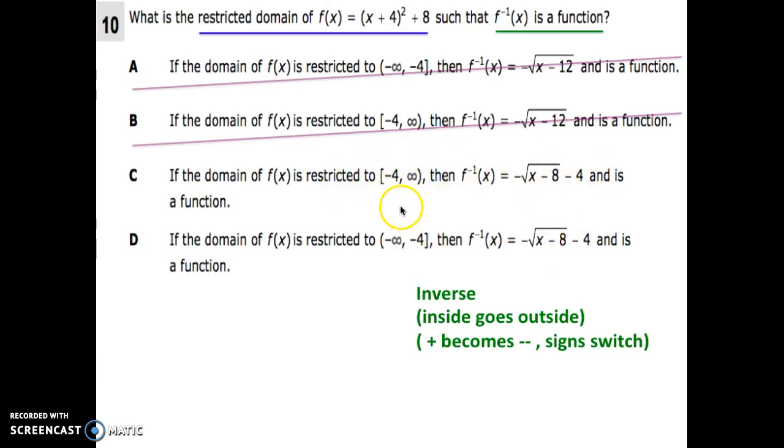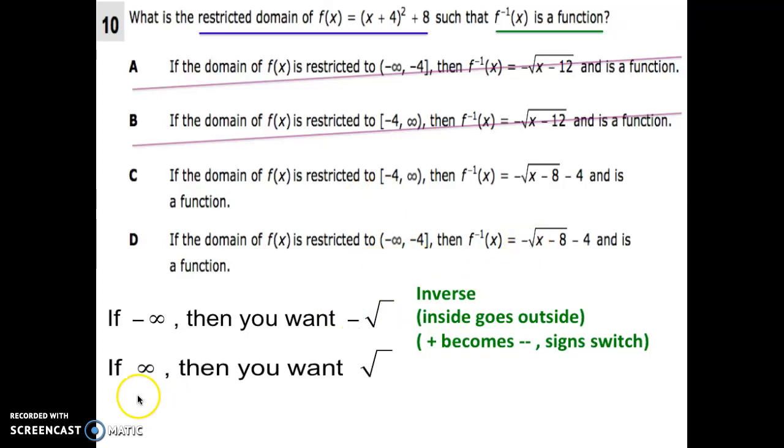And what you need to remember about these restrictions is this little rule here: if I have a negative infinity on the restriction, then the square root that I want has to be negative in the front. And if I have a positive infinity, then the square root that I want has to be positive. Well, this is a positive infinity, but that's not a positive square root. And this is a negative infinity, and it is a negative square root. So the correct answer is D.